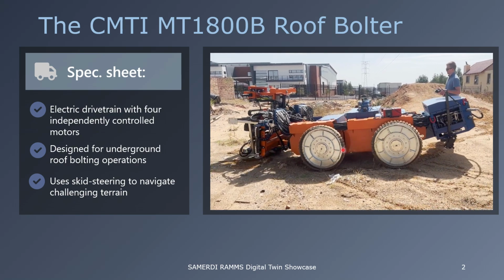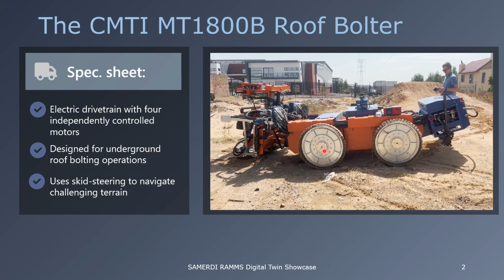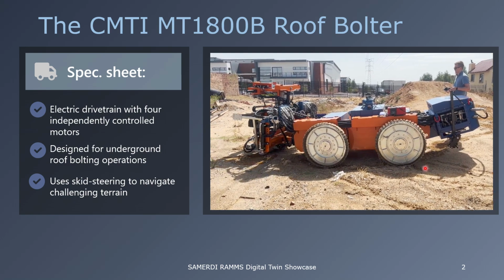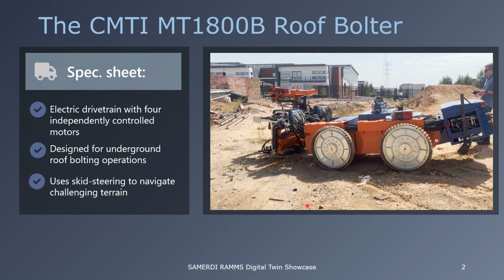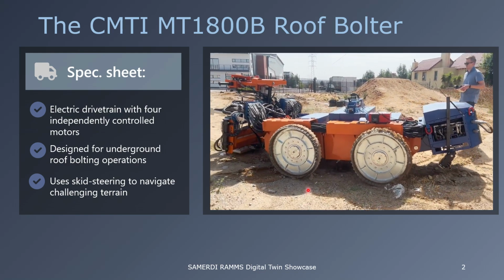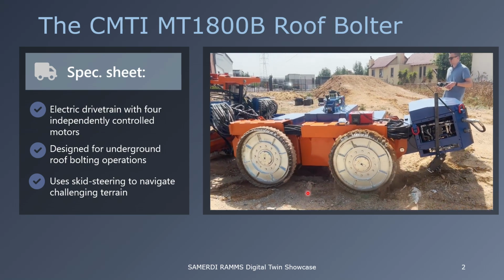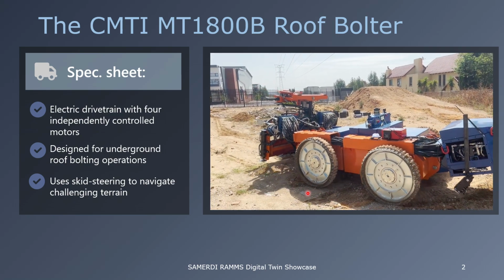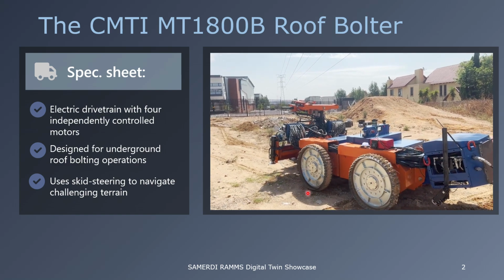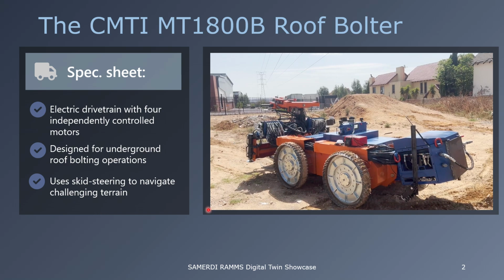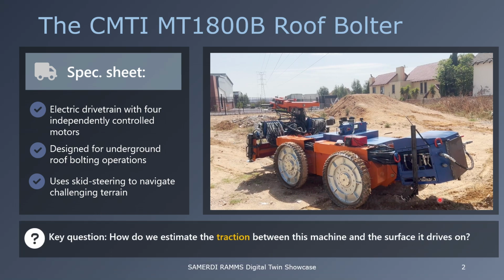Now, the important properties for what I'm going to be showing today is that this vehicle is electrically driven, so it has an electric drivetrain, and each of the four wheels is independently controlled from the electric motors. This specific machine is designed for underground roof bolting operations, and this is relevant because there's no GPS underground, and we'll get to that a bit later. And then finally, as I've been mentioning, this is a skid steered vehicle. So based on these facts, let's continue.